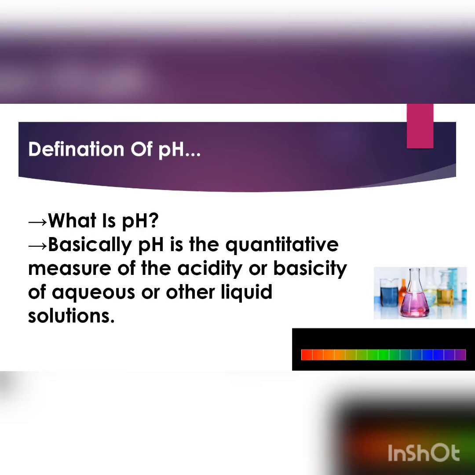What is pH? Basically, pH is the quantitative measure of the acidity or basicity of aqueous or other liquid solutions. We can find out the pH of various solutions. We have pH scale ranging from 0 to 14, which shows us 0 to 6, which is acidic, 7, which is neutral, and 8 to 14, which is alkaline in nature.